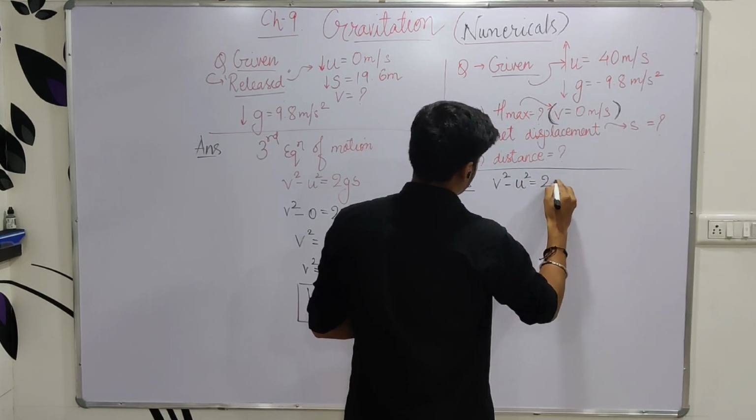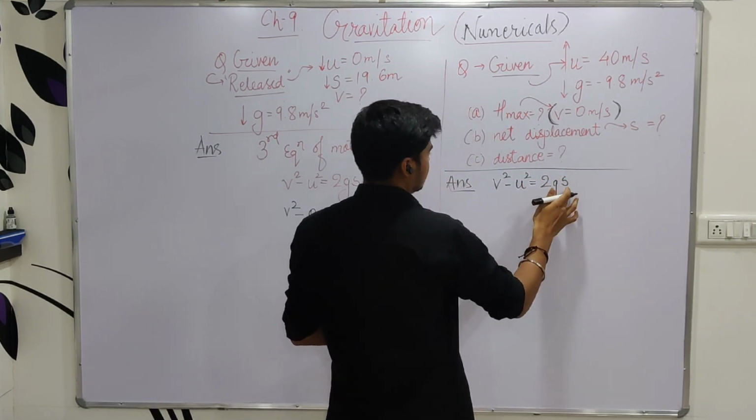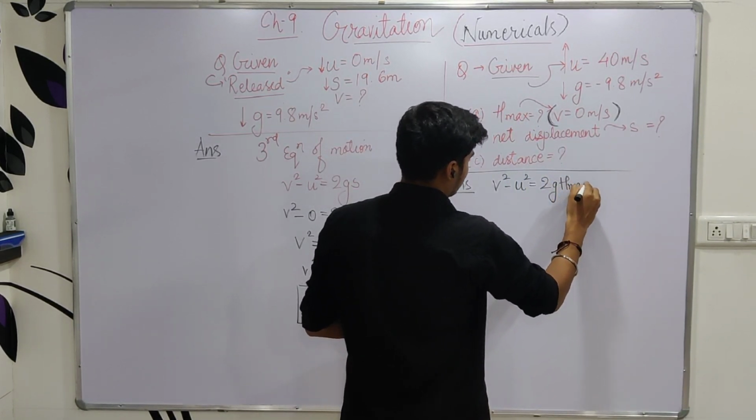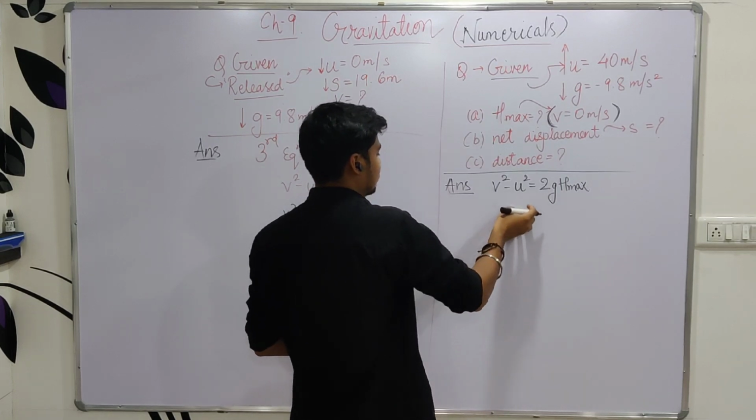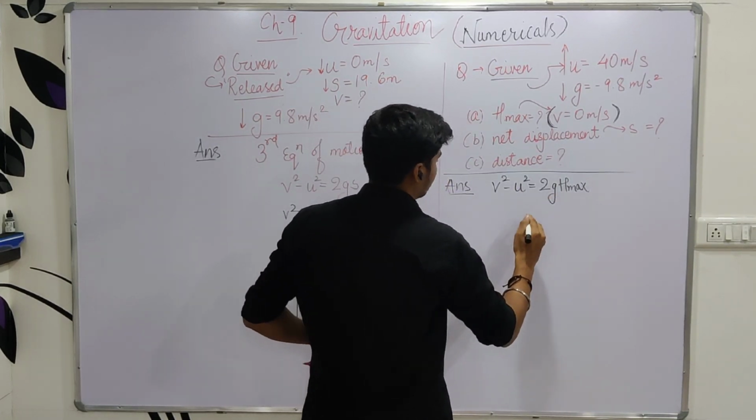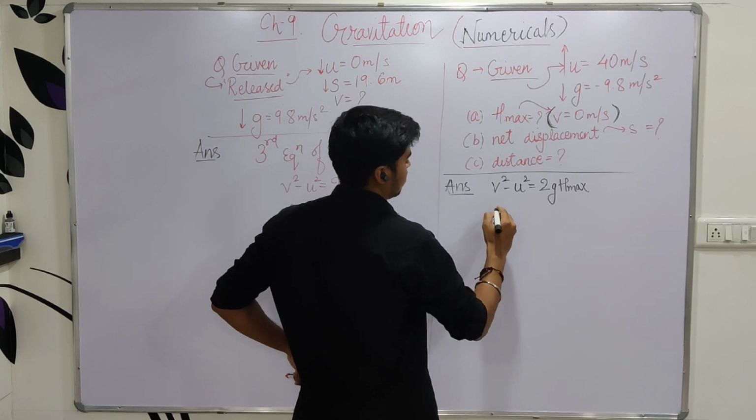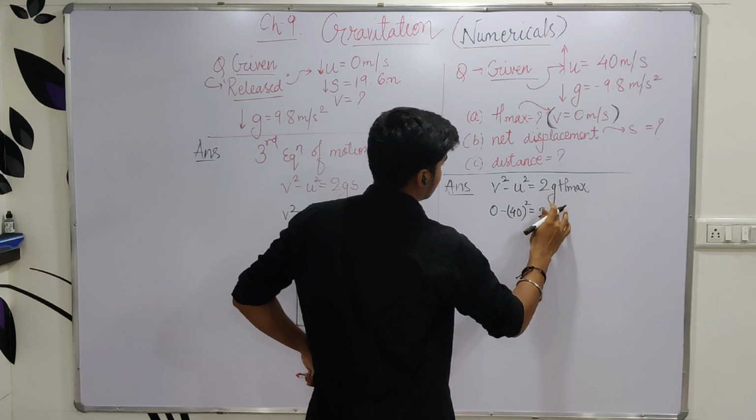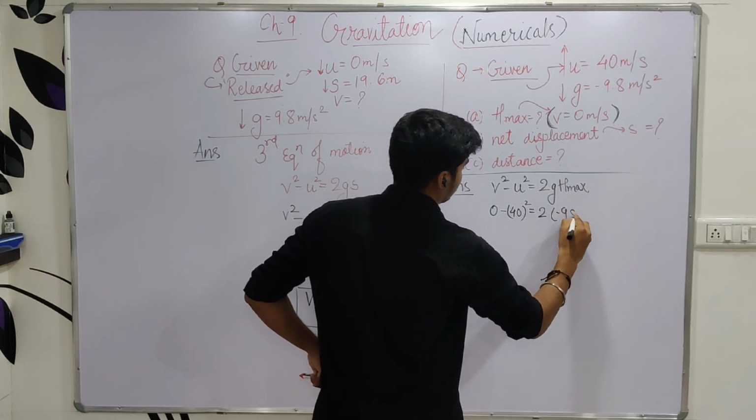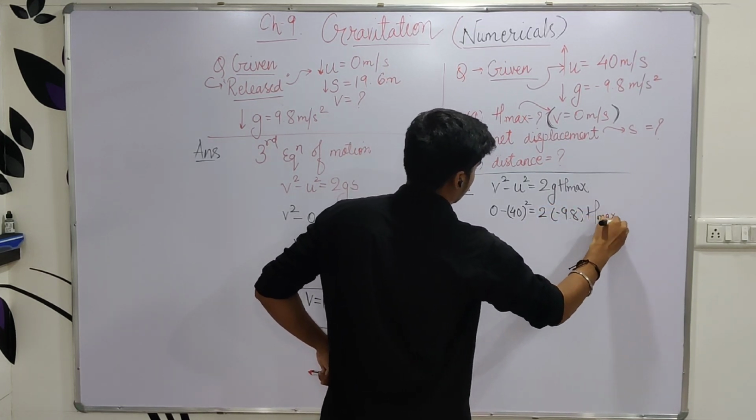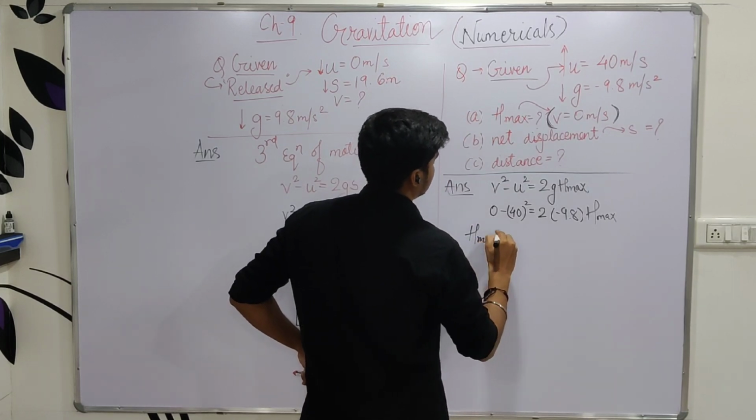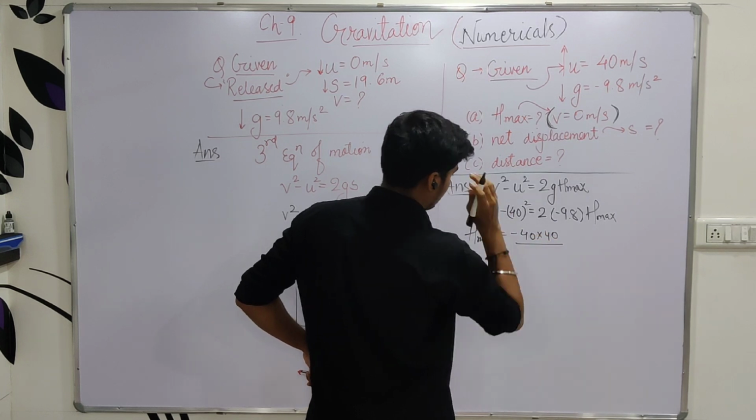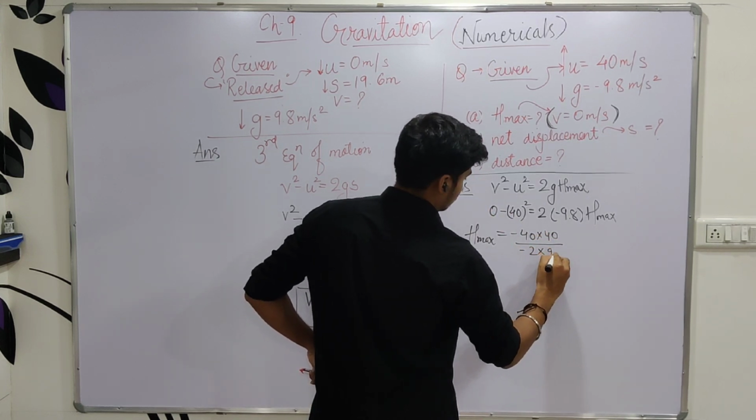Instead of a, this will be g. And instead of s, we can also write h max, because we are taking the case where the object reaches a maximum height. Displacement itself will be the maximum height in the first case. Final velocity 0, initial velocity 40, so 40 square, 2 gravitational acceleration negative 9.8, and we have to calculate h max. Put h max as subject, maximum height, you will get minus 40 into 40 upon minus 2 into 9.8.